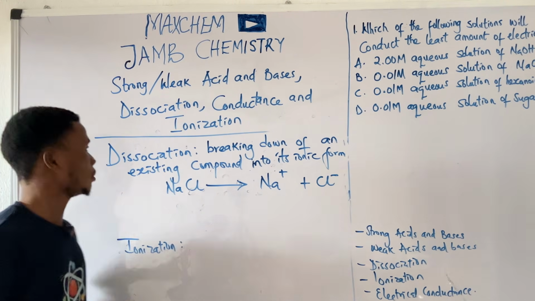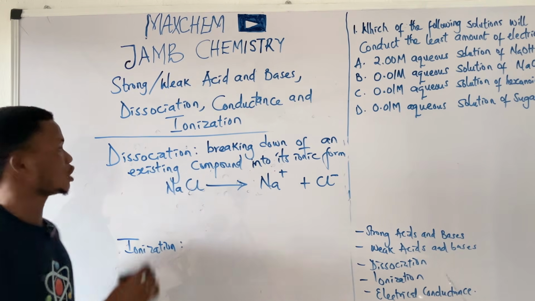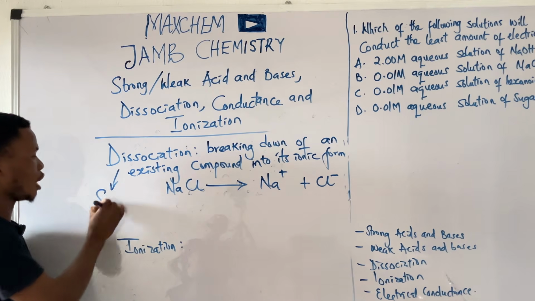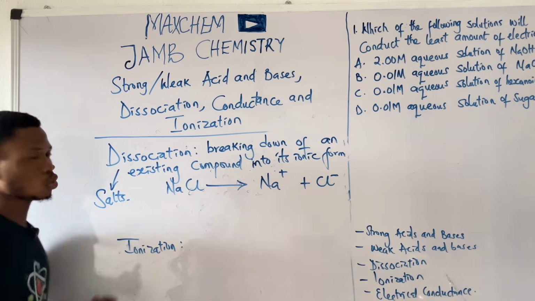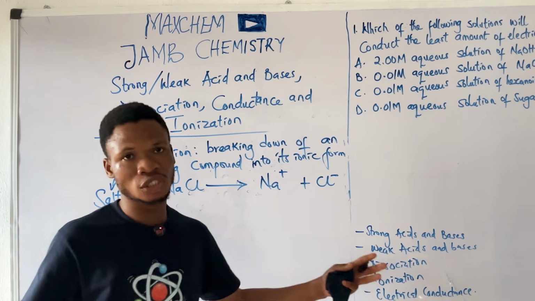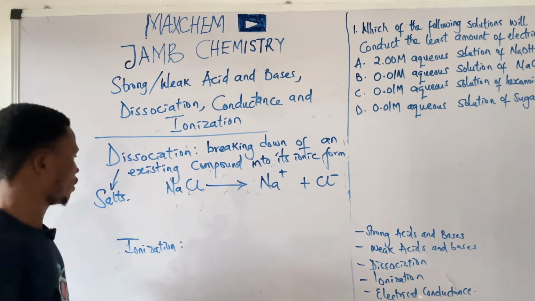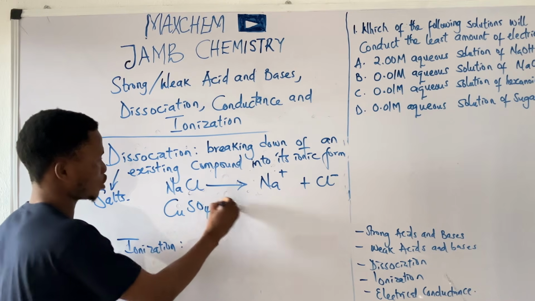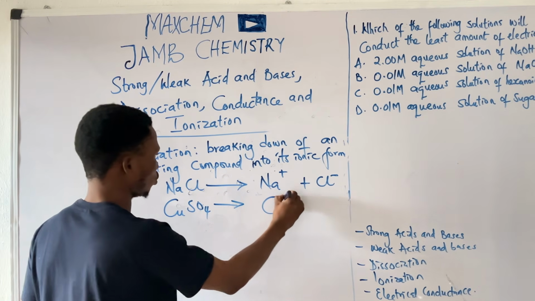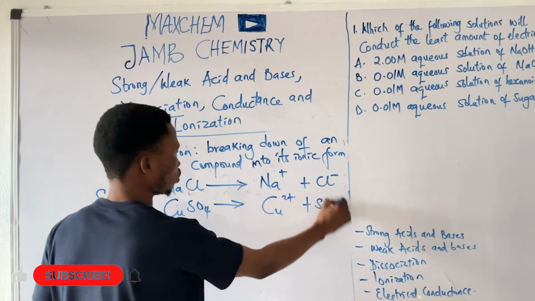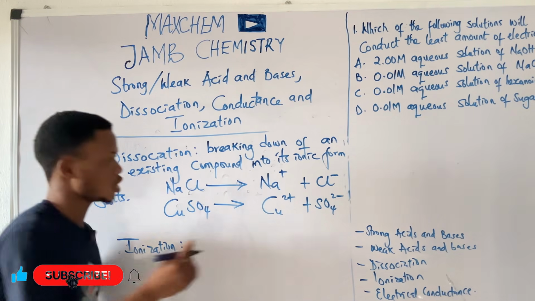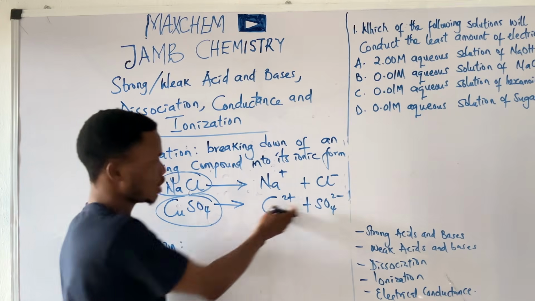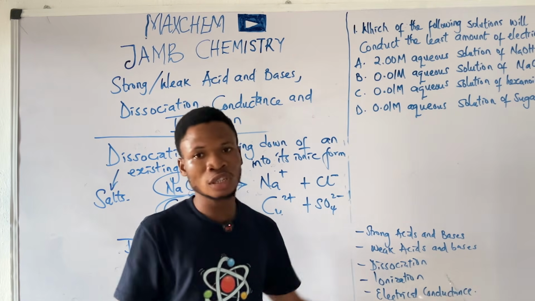And most times, dissociation is in accordance with salts. So most times salts will dissociate, right? You can have CuSO4, this is a salt. So it will break down to Cu2+, then SO4 2-. So you can see you have an existing compound that is breaking down into its ionic form.